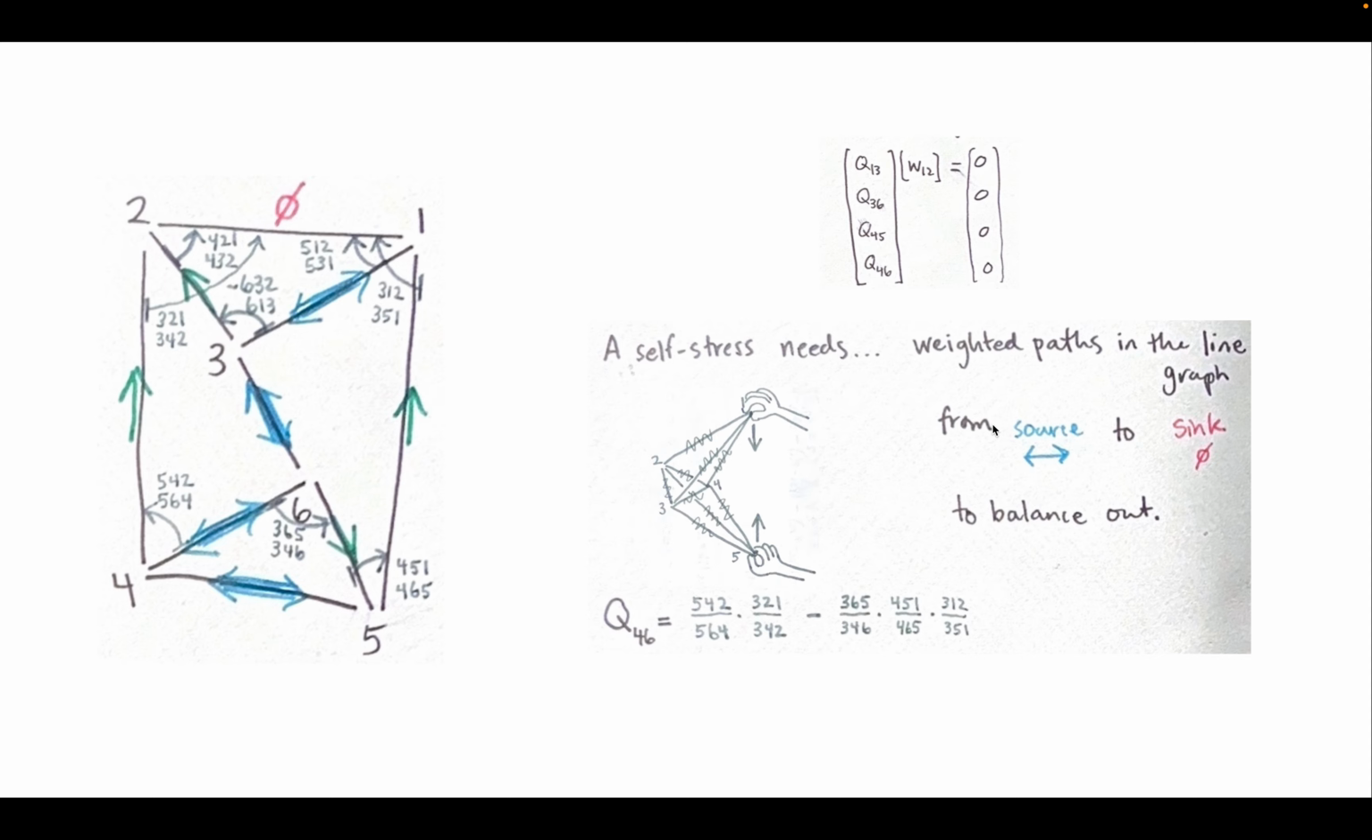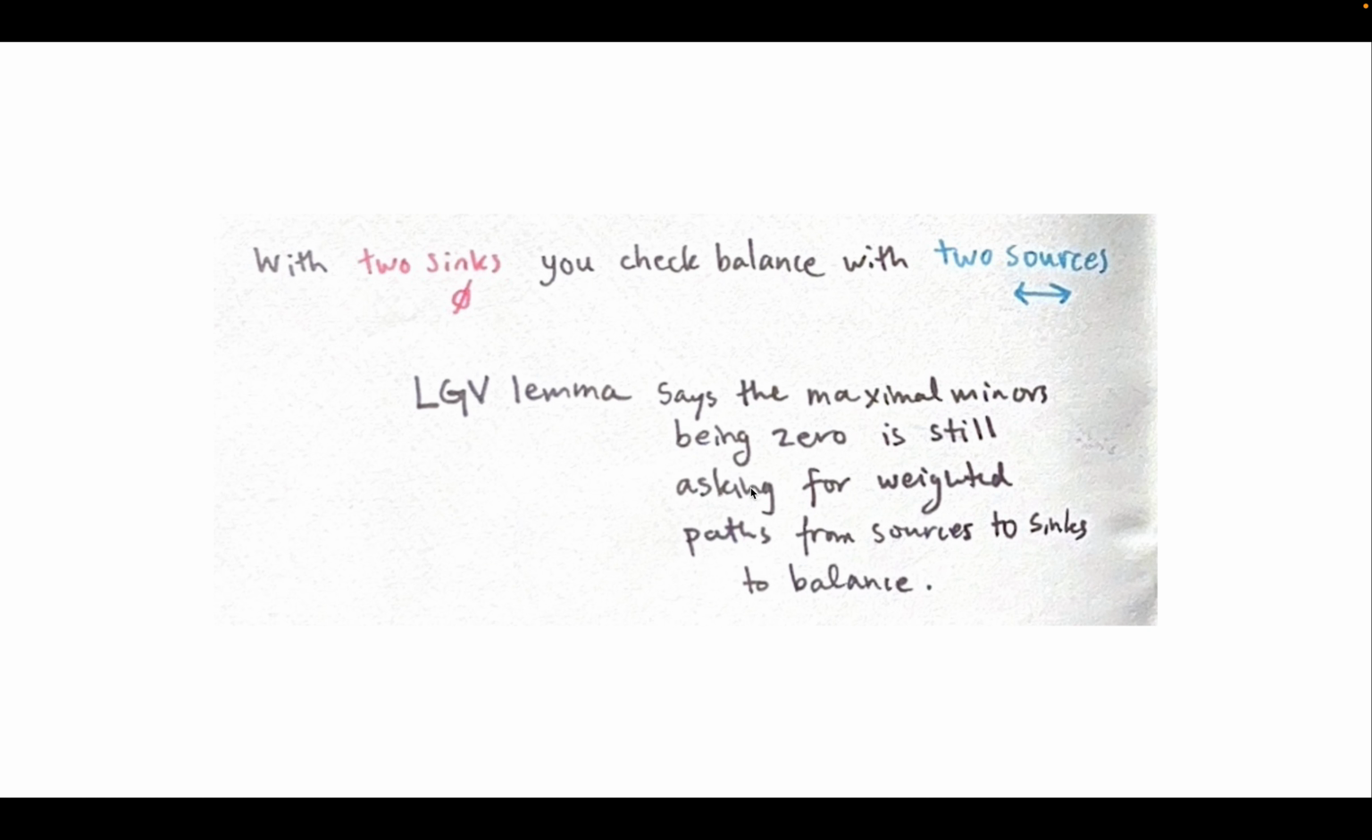So we're just looking along weighted paths in this line graph from the source to the sink, and they should balance out. If they balance, we have a self-stress in our graph. With 2 sinks, you need to check the balance with 2 sources. Okay?